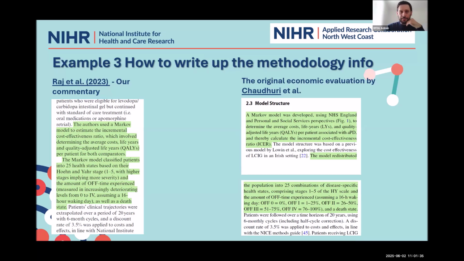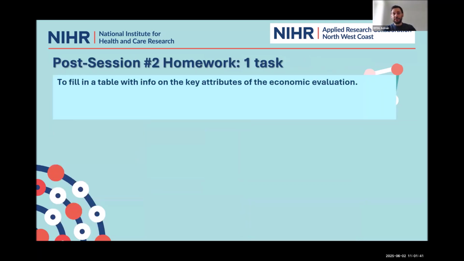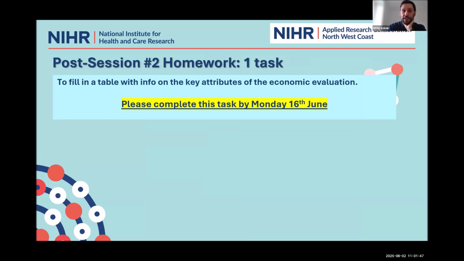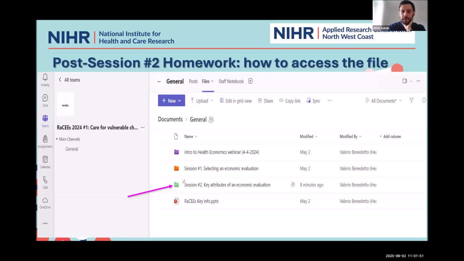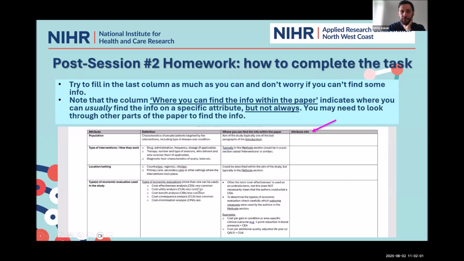So now we wrote up the methodological info regarding modeling techniques, and I'm going to talk about the homework. So as part of the homework, you will have to fill in a table with key info on the key attributes of an economic evaluation. And we're going to ask you to complete this task by Monday, 16th of June. You will find the homework document on Teams. So if you click on session 2, you will find the document with your own name. You can open that Word document and you will see this table.